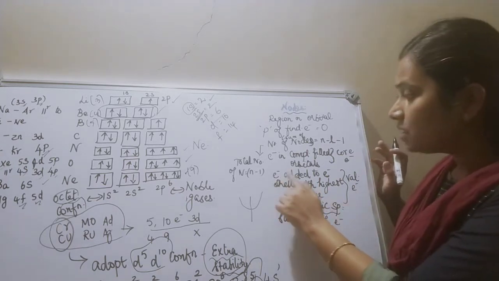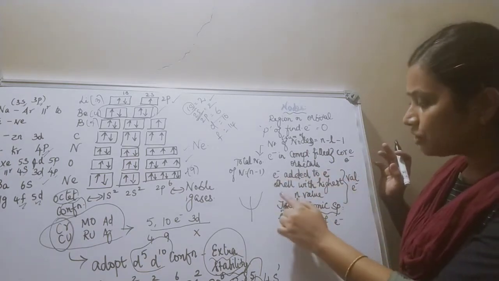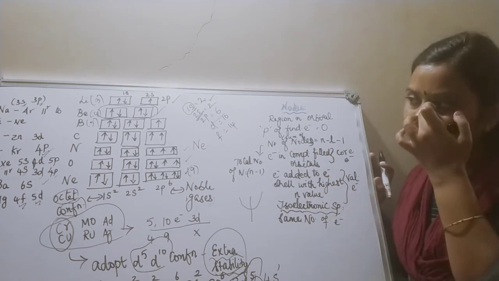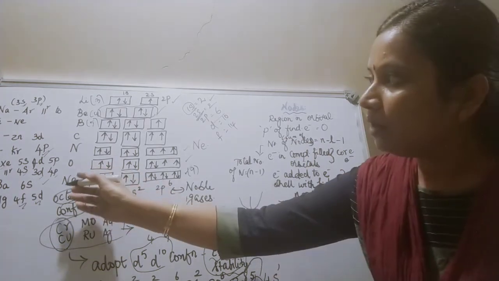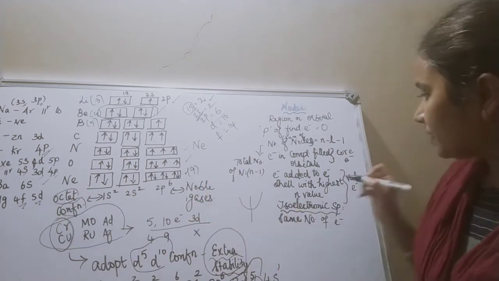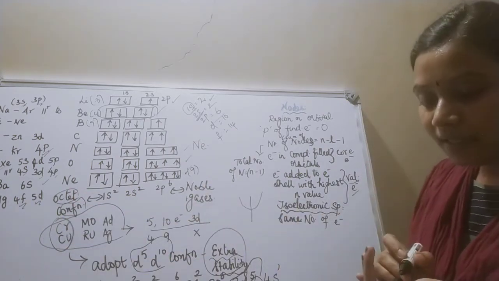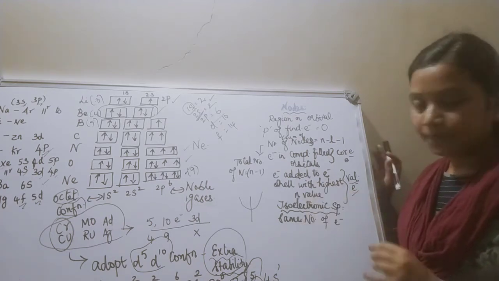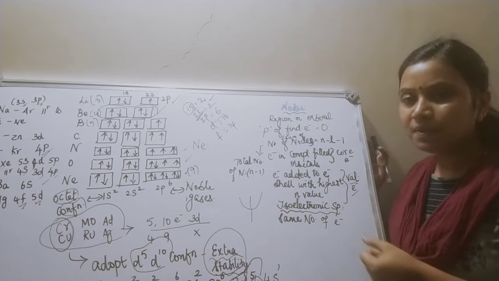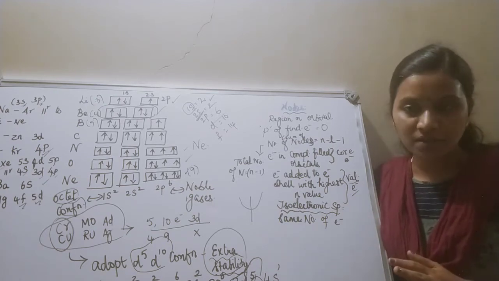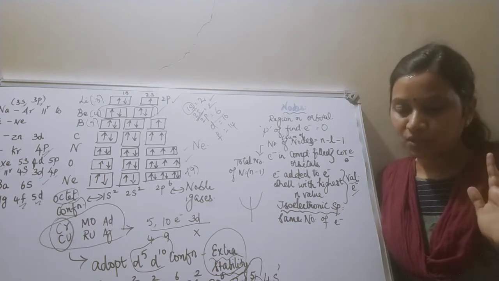And electrons which are added to the shell with the highest n value are called valence electrons. So what are valence electrons? From neon you can count the remaining number of electrons as valence electrons, because here the electrons are added to the shell with the highest n value. Done. And what are isoelectronic species, children? Isoelectronic species are species having the same number of electrons.